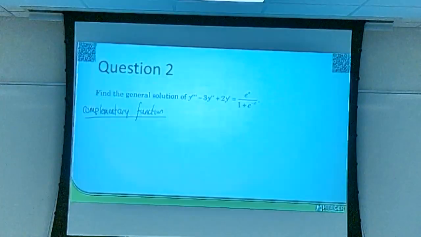First complementary. Which means we need the auxiliary equation. Which is what? R cubed minus 3R squared plus 2R equals 0. Again, this shouldn't be too difficult to solve.